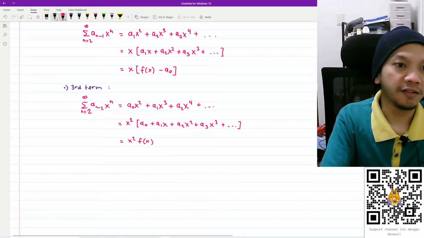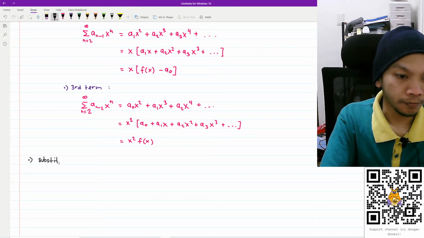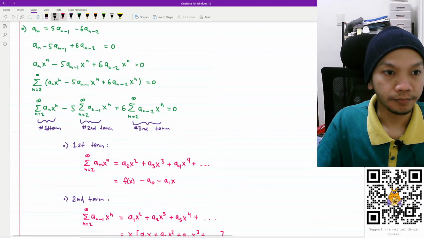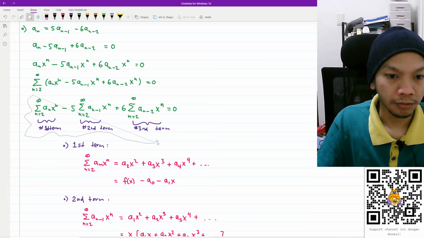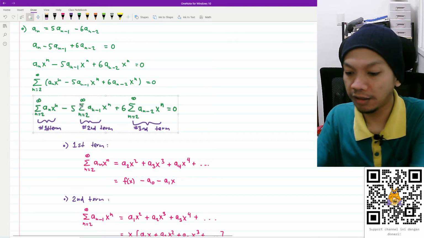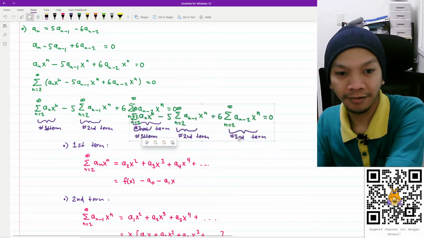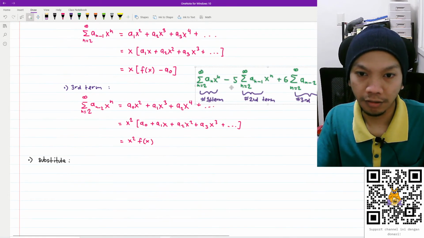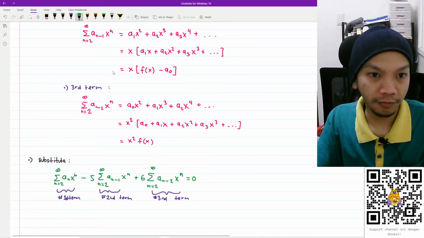So now let's substitute back into the original equation. Let's have the original equation. Let's copy it first. Now let's substitute back what we got from here.